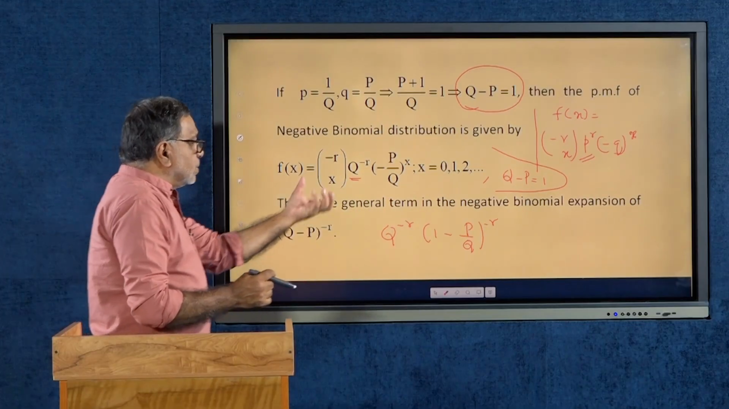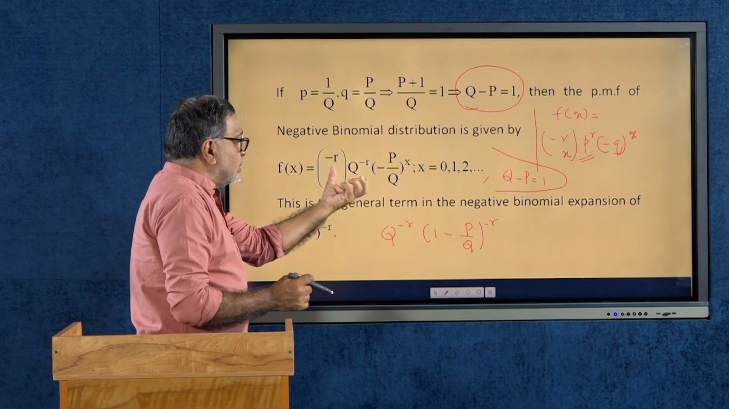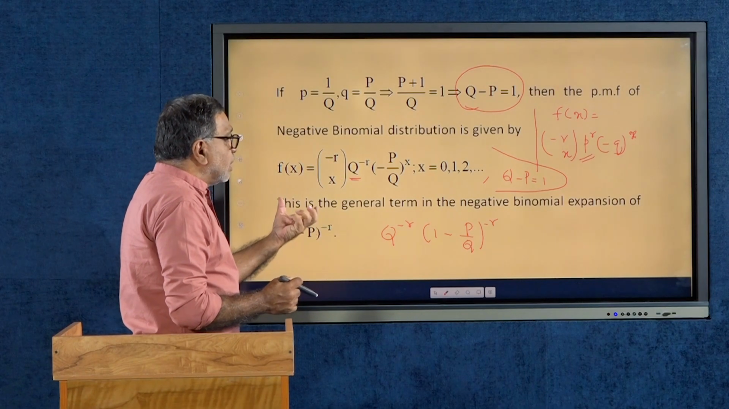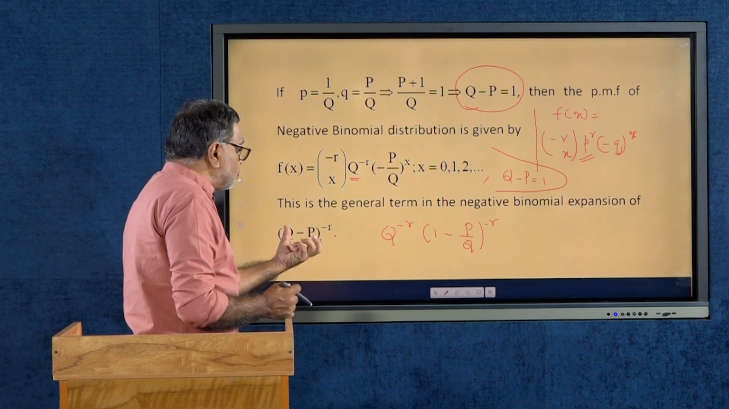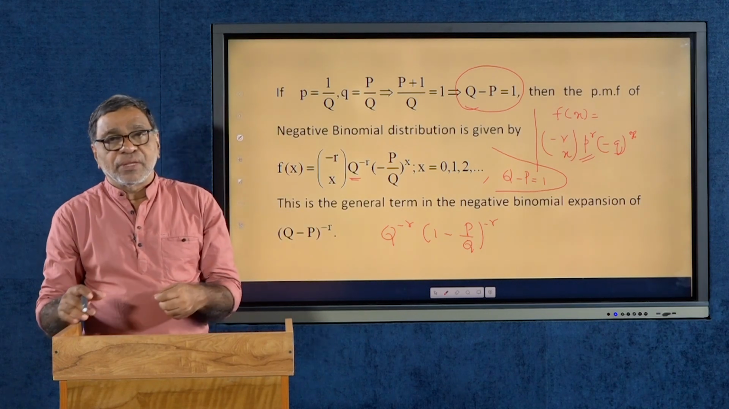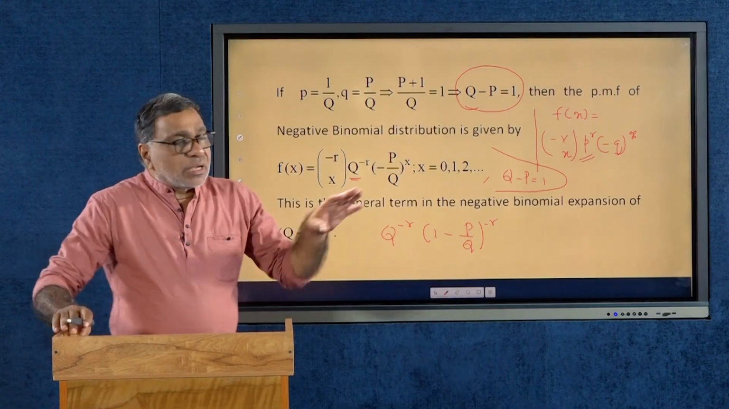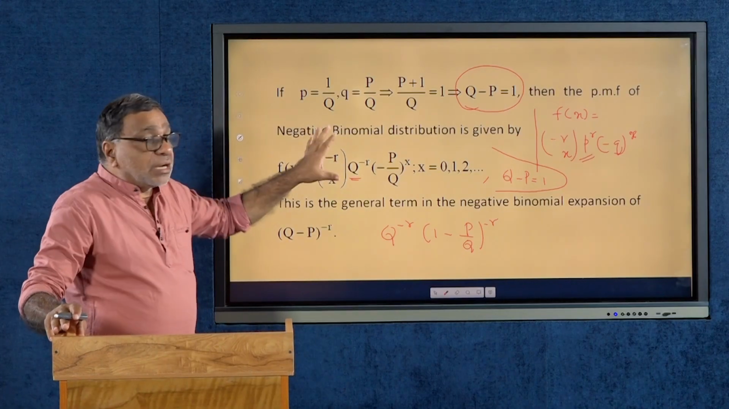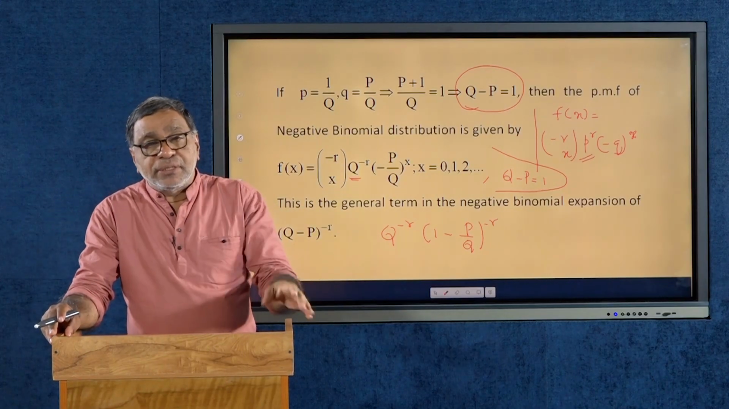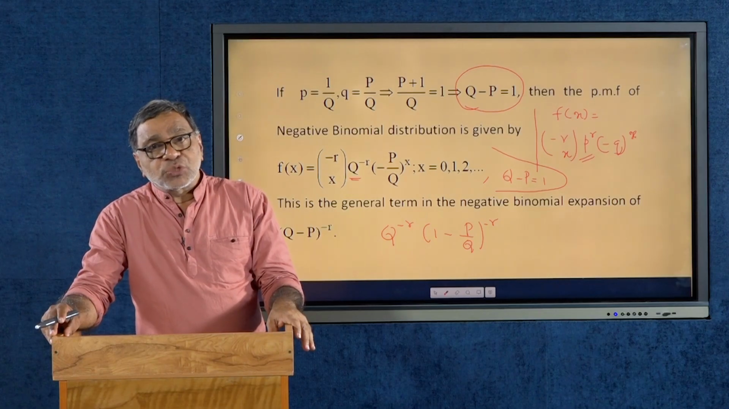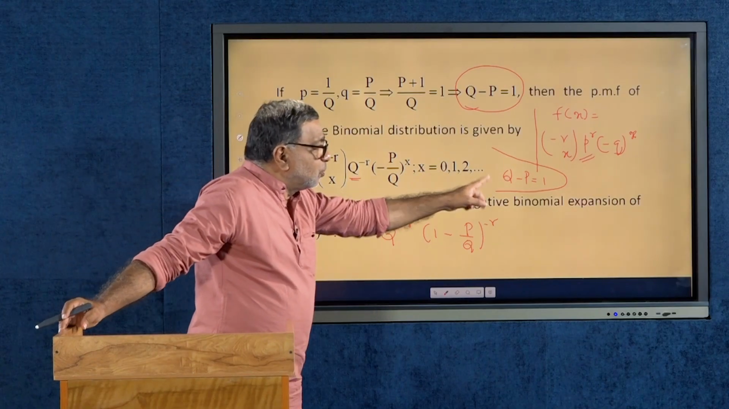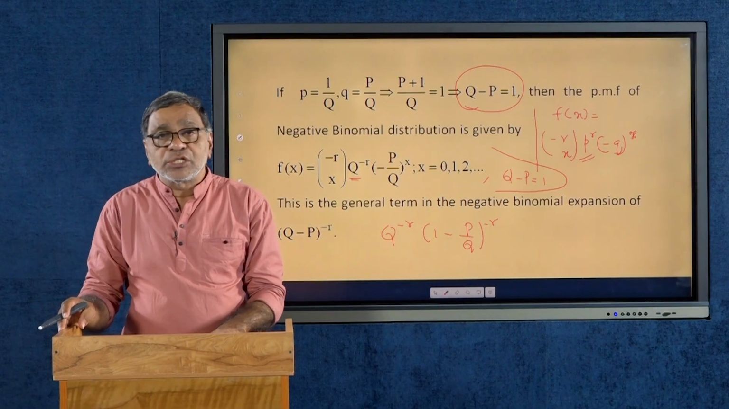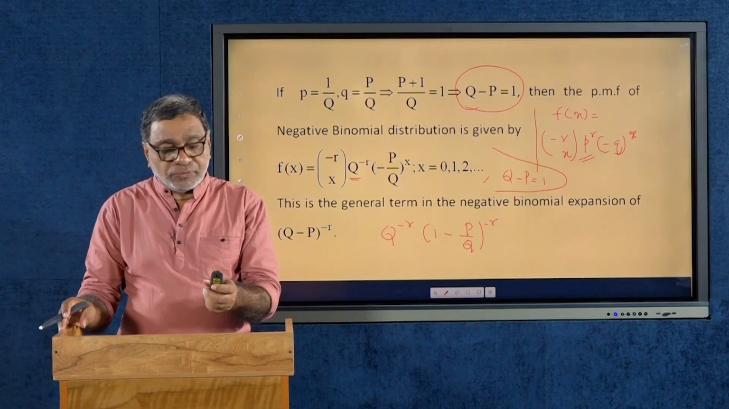So this expression is nothing but the general term of the negative binomial expansion of (q - p)^(-r). Remember, this is another way of representing the probability mass function of the negative binomial distribution, where capital P and capital Q satisfy q minus p is equal to 1.